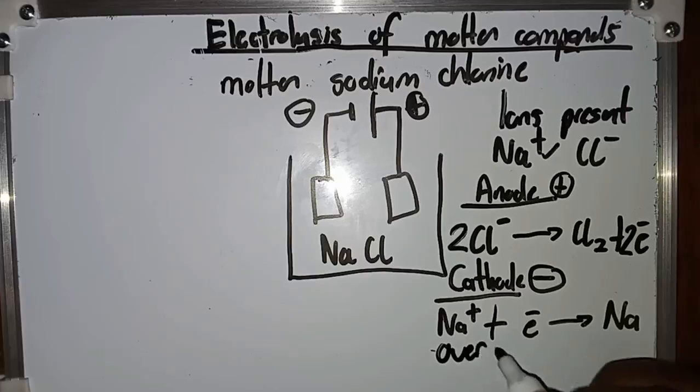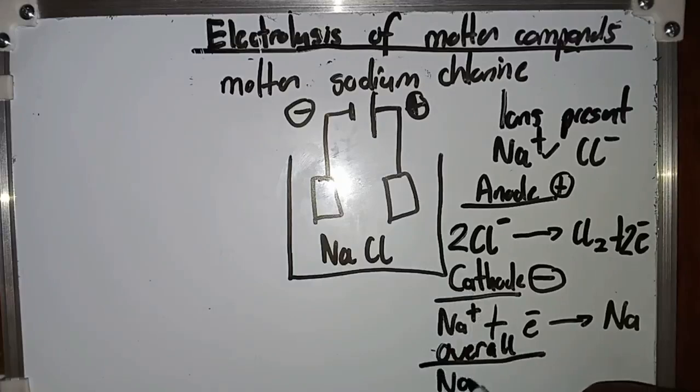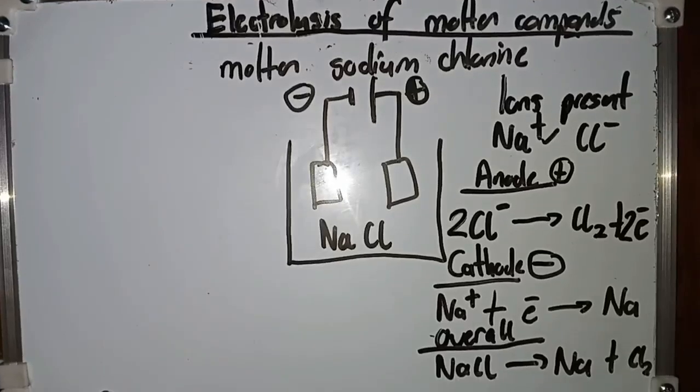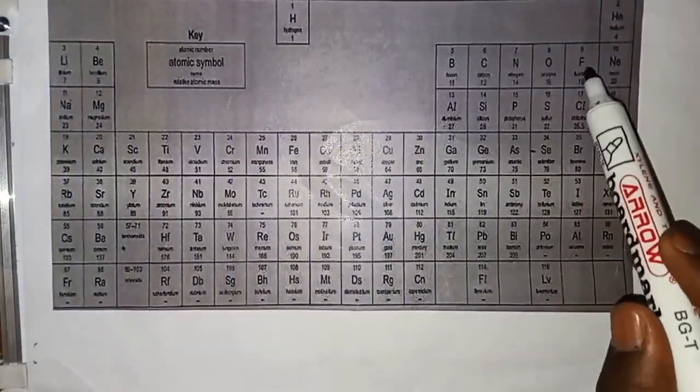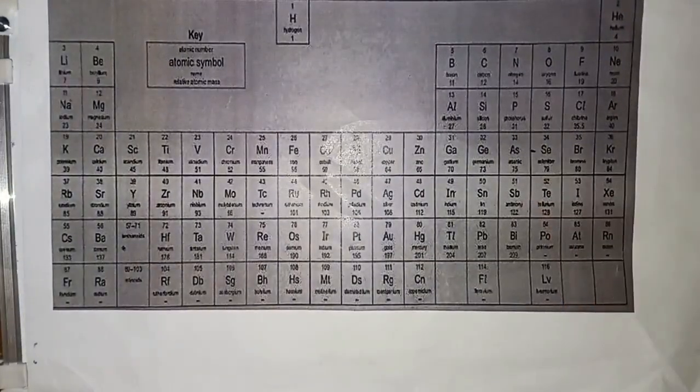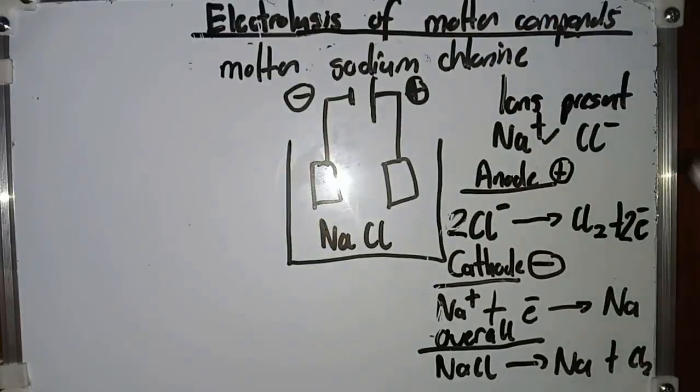Then for the overall equation, what are we doing? We're just decomposing this, sodium chloride. At the end of the day, we're decomposing sodium chloride to what? To sodium plus chlorine. We've said that chlorine is what? Diatomic, so there exists 2. When you write chlorine, I've given you that formula in the periodic table. All these elements from nitrogen to iodine, they exist as what? As diatomic. So we write 2 whenever we write them when they are standing alone.